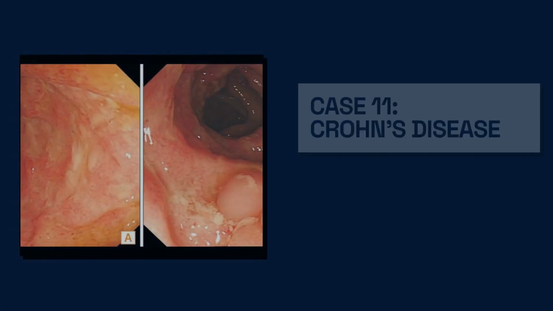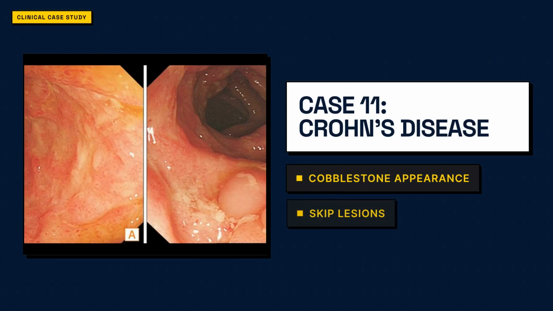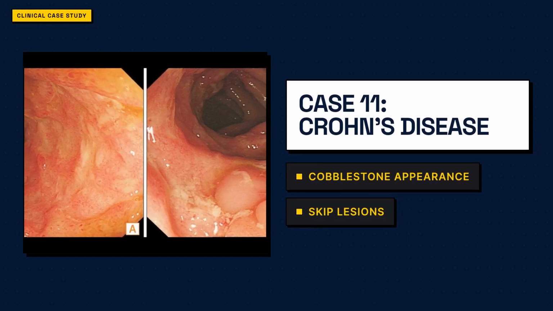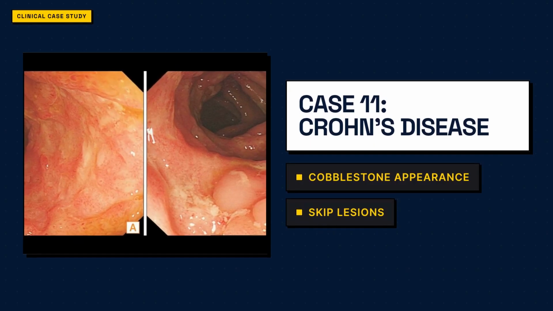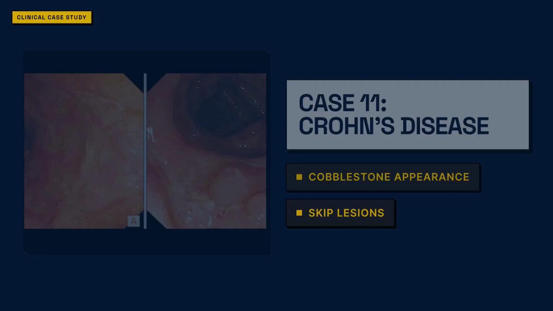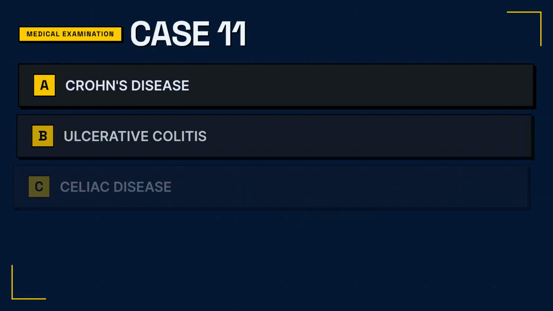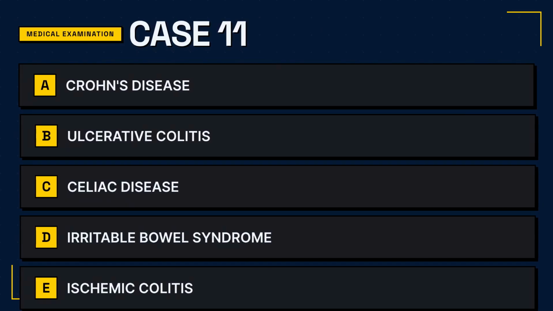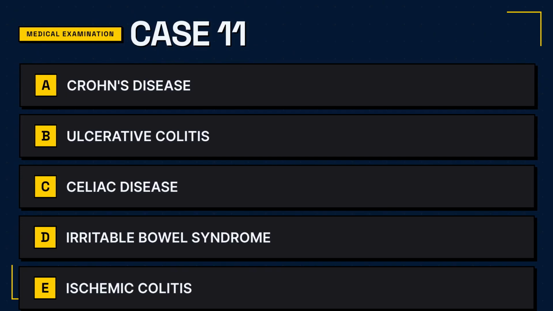Case 11. A 24-year-old woman presents with chronic bloody diarrhea and abdominal pain. Colonoscopy reveals a cobblestone appearance of the mucosa with skip lesions. What is the most likely diagnosis? A. Crohn's disease, B. Ulcerative colitis, C. Celiac disease, D. Irritable bowel syndrome, or E. Ischemic colitis. Pause and select.